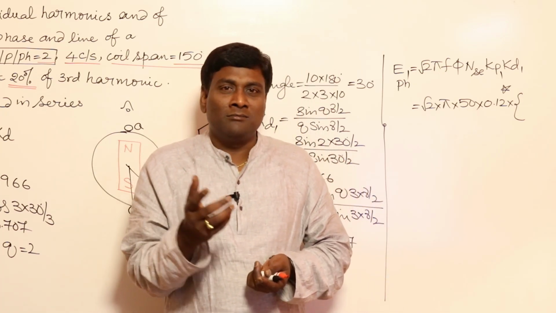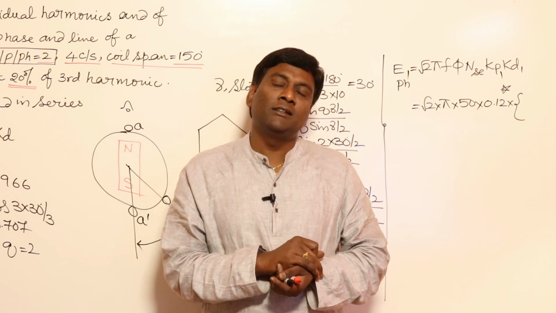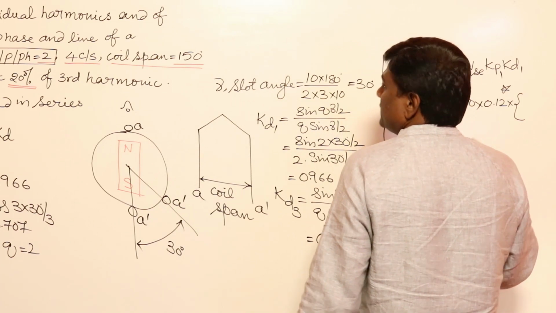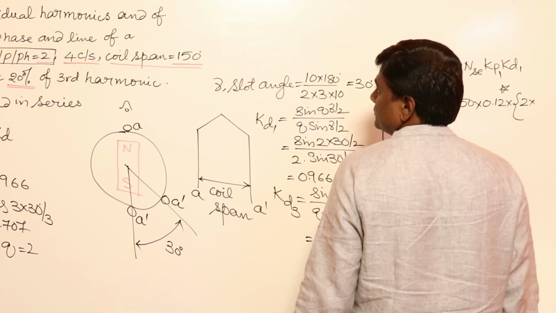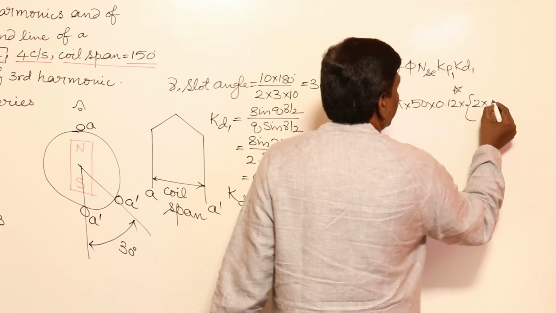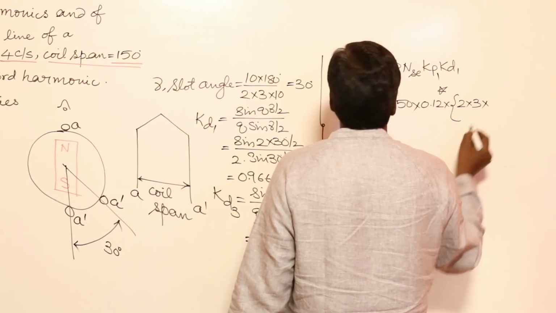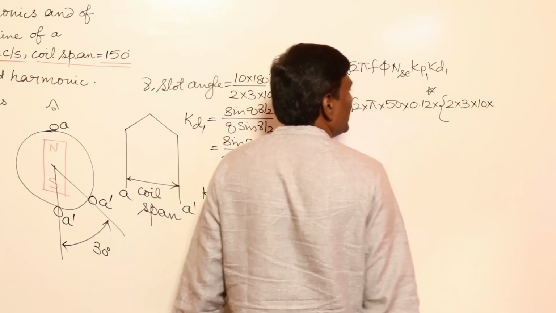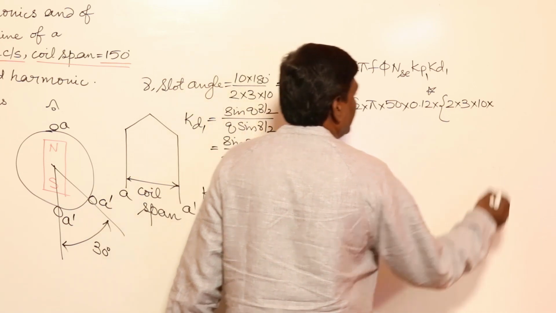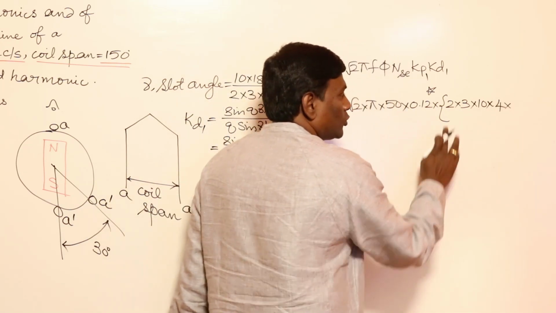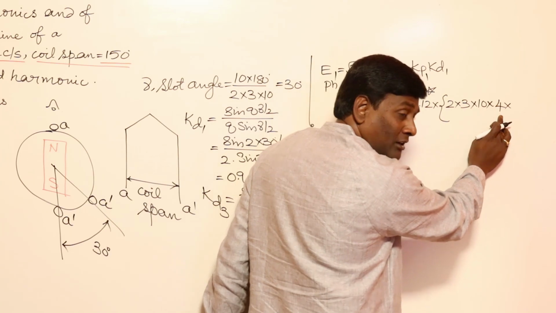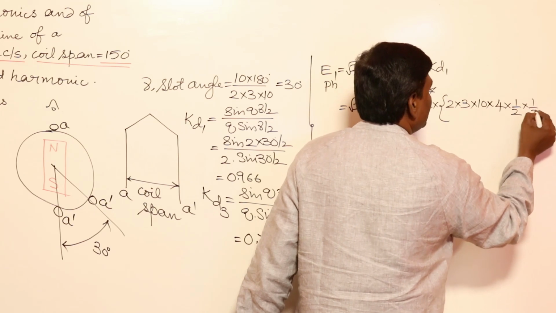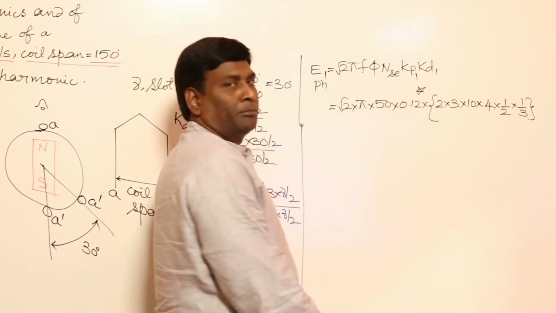you may feel it is simple, I will take an old GATE question, then you will get better clarity. How many total slots are there? Slots per pole per phase is 2, multiplied by the number of phases, 3, multiplied by the number of poles, 10, gives the total number of slots. Total number of slots multiplied by how many conductors per slot? Given 4. So total slots multiplied by conductors per slot will give you total conductors, divided by 2 will give you turns, divided by 3 will give you per phase.